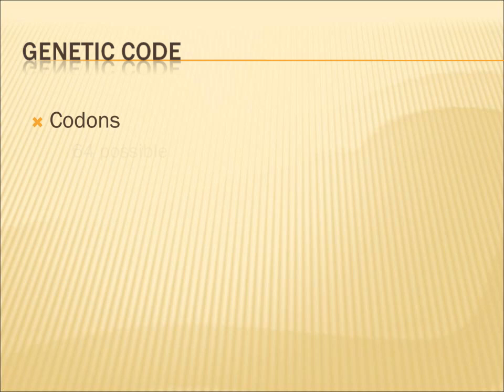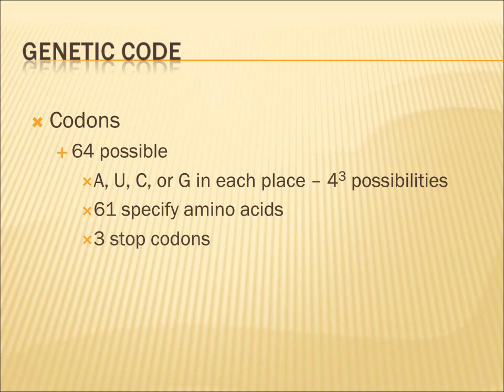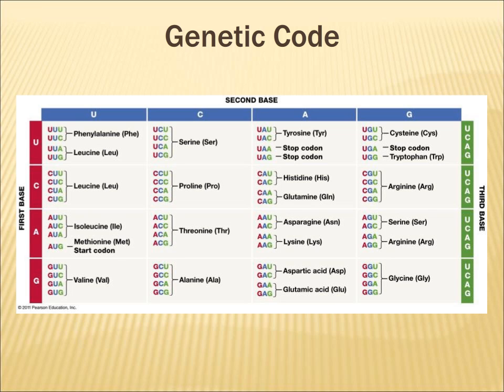As we can have one of 4 different RNA nucleotides in each spot of the triplet, there are 64 different possible combinations. 61 of these code for amino acids, while 3 are signals to stop translation. Here's a table of the genetic code. Let's find out how to read it.